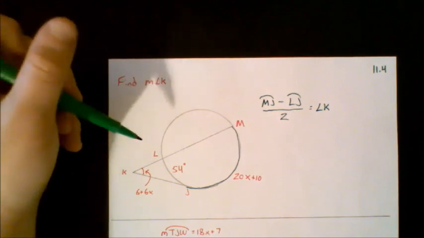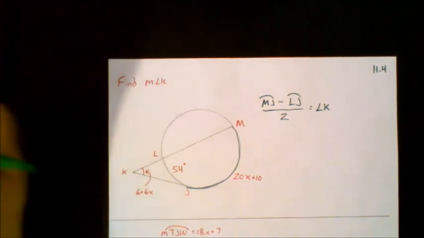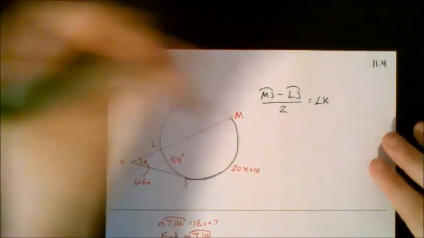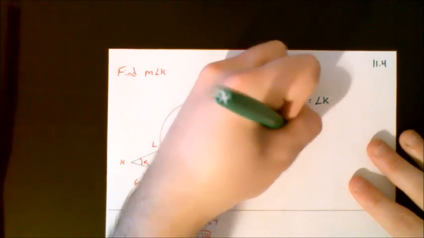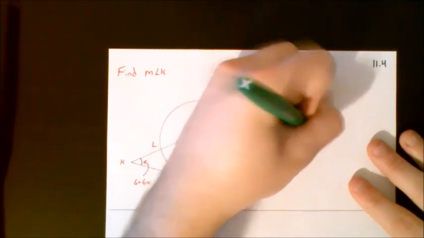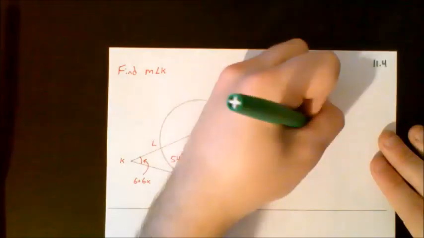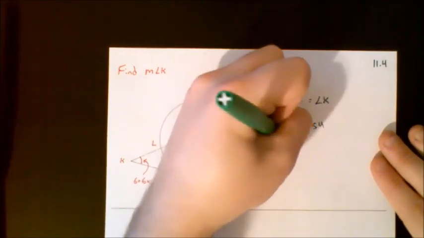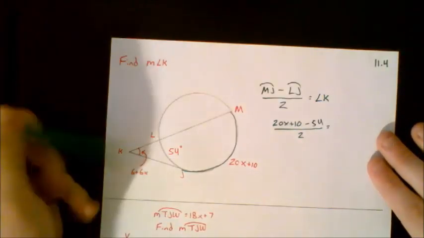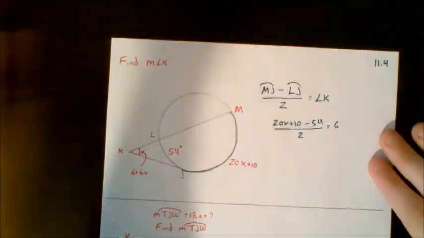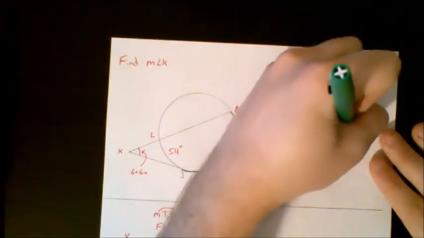So after we solve for x, we need to plug it back in. So let's look here. Plug in everything we know. So arc MJ is 20x plus 10 minus LJ, 54. Cut that entire thing in half, and that equals angle K. Well, we know angle K is 6 plus 6x.